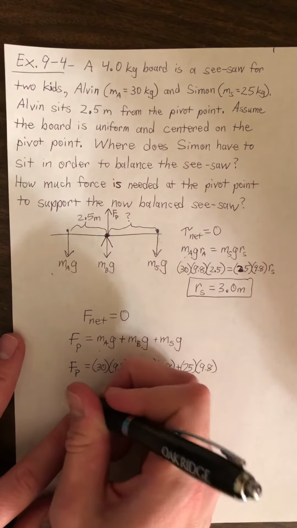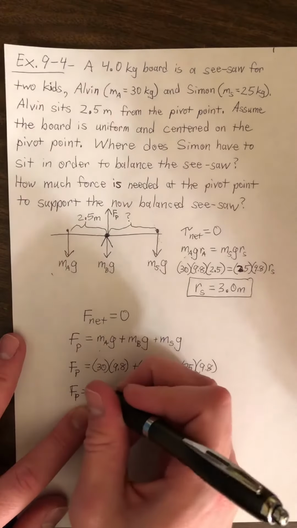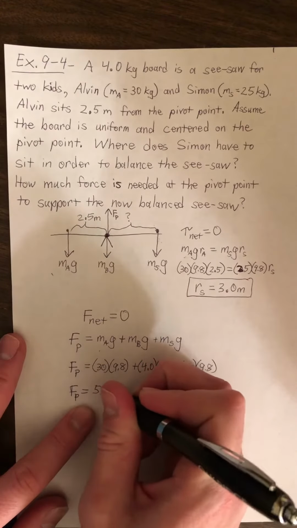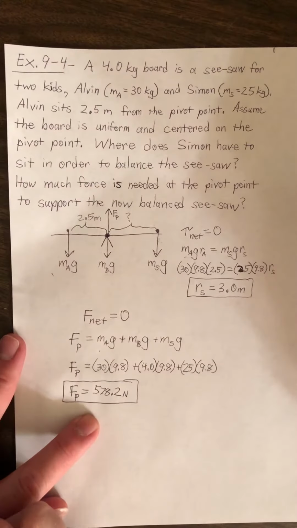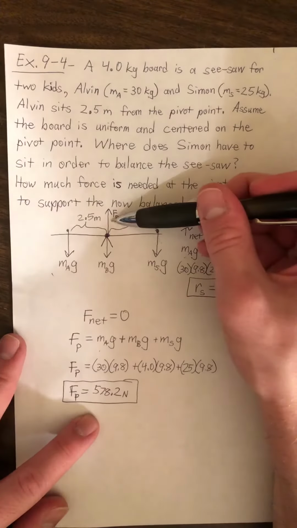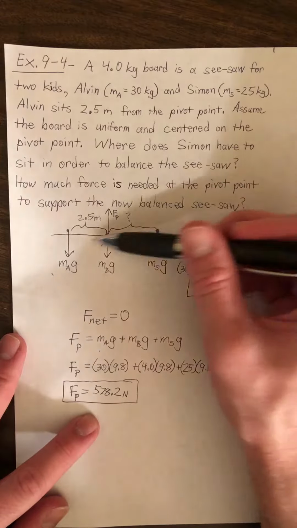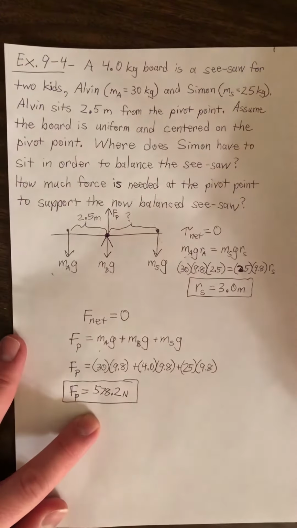And all in all, when you crunch those numbers in the calculator, you get 578.2 newtons upward, acting at that center pivot point, that would be this force here in the diagram. That has to support all of these that are acting downward.